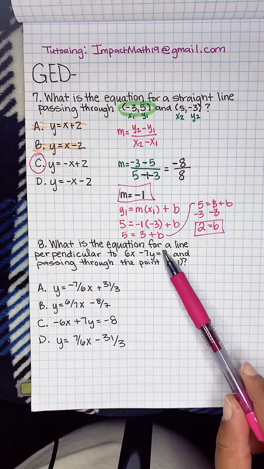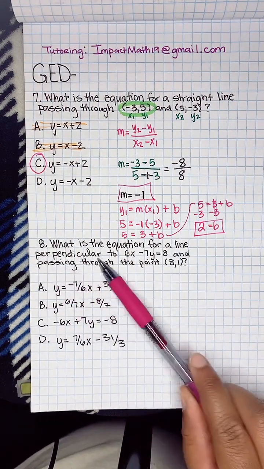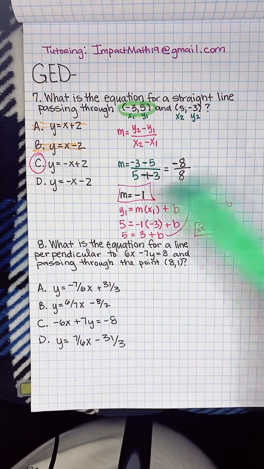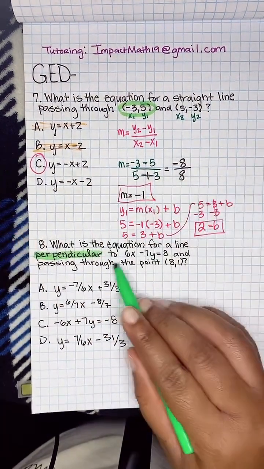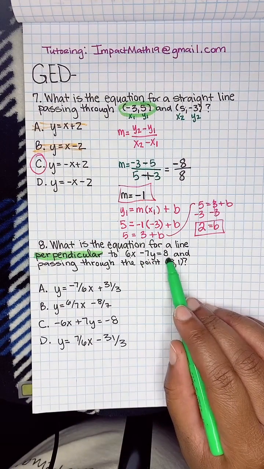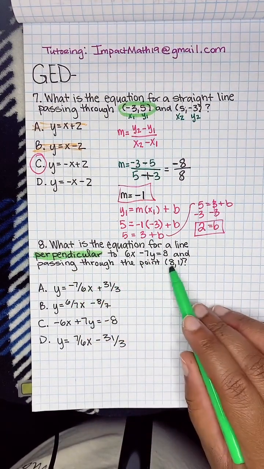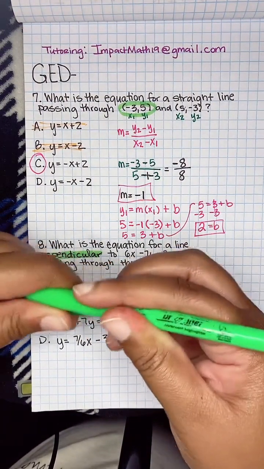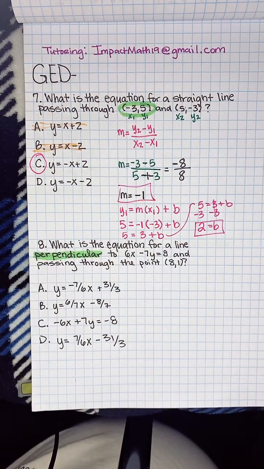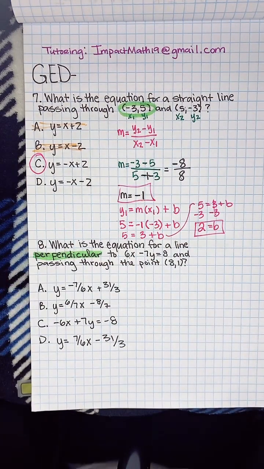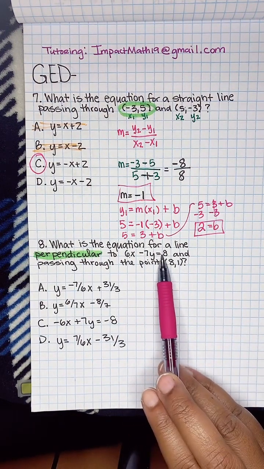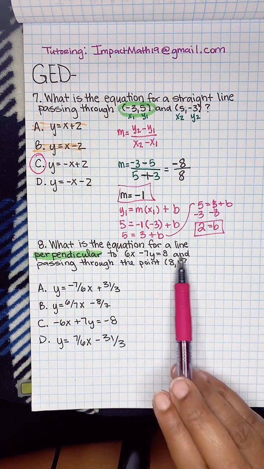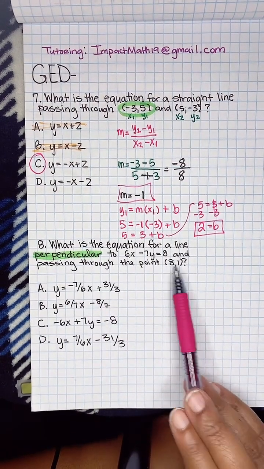What is the equation for a line perpendicular? Okay, that's a huge word right there, you guys. Perpendicular to 6x minus 7y equals 8 and passing through the point (8, 1). So we need a line that's perpendicular to this and that passes through this point (8, 1).